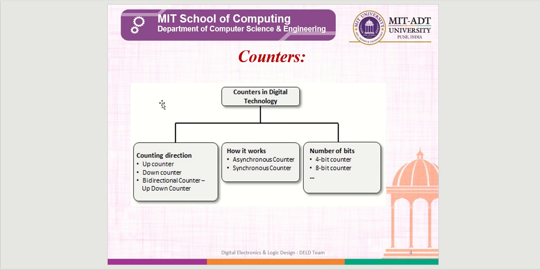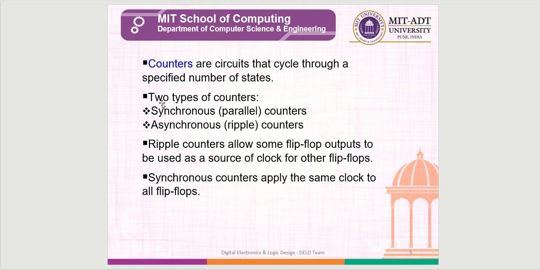Okay, and on the basis of the number of bits, that means how many bits the counter you are designing has, that is an n-bit counter. So 2-bit, 3-bit, 4-bit, or 8, and so on. It depends upon how many bits you are designing the counter for. So we are going to focus on the two types of counter, that is synchronous and asynchronous.